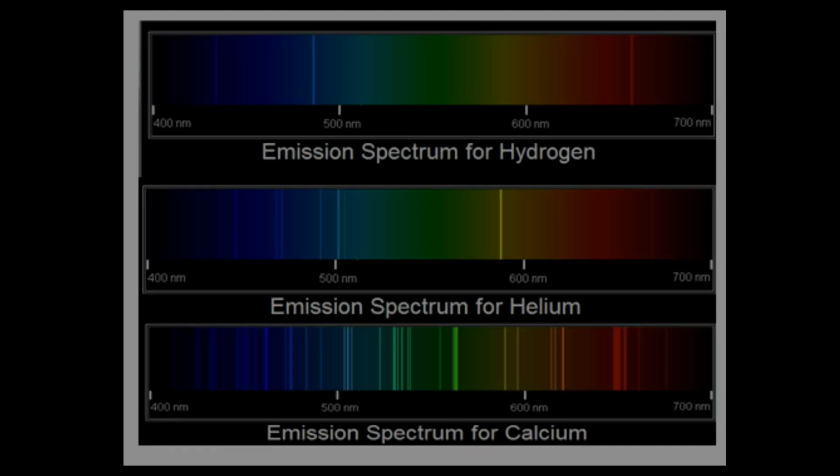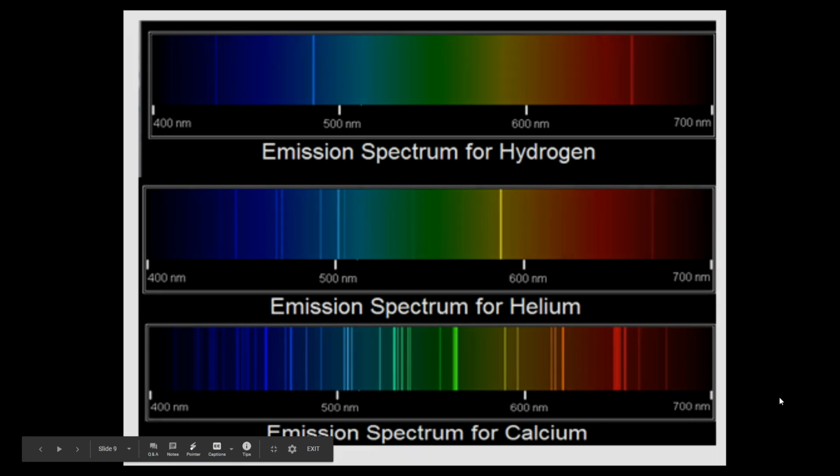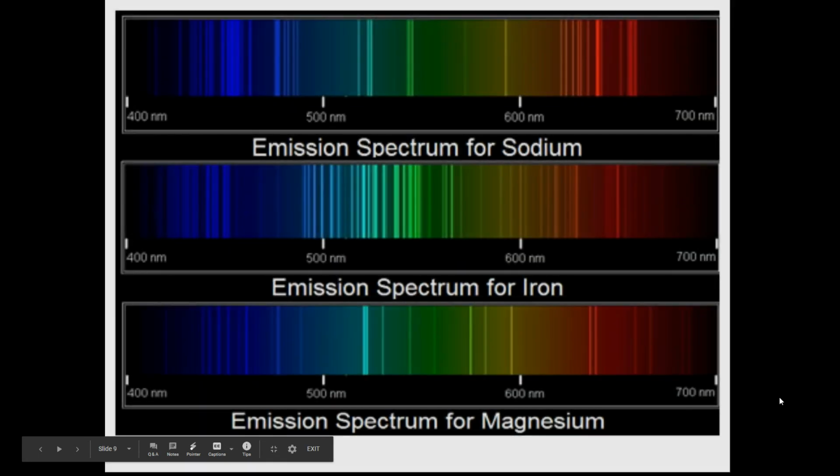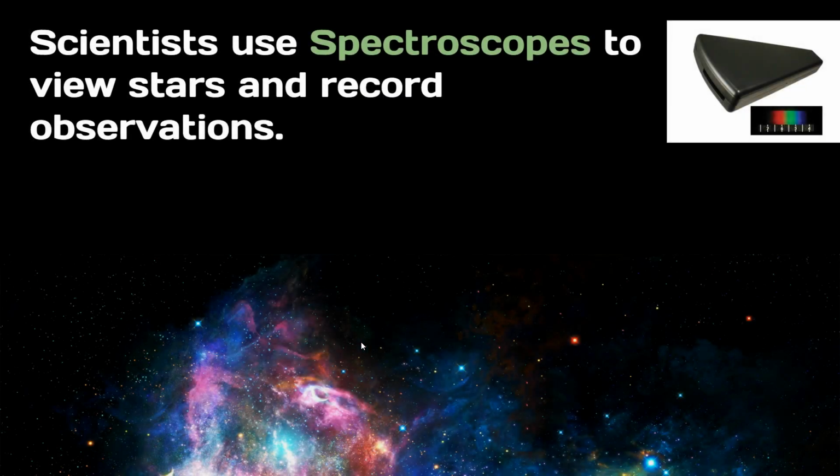Now, to give you an example, if you're a scientist and you're looking at stars and studying them, the emission spectrum for hydrogen, which all stars will have, will look like this. That's different for helium. You can see the lines are somewhat different. And then you start moving down the periodic table. Here's calcium. And then we have sodium, iron, magnesium, and so on. All the elements are going to give off different emission lines.